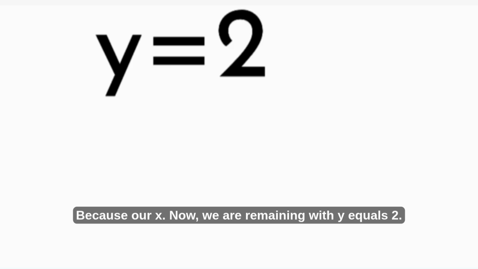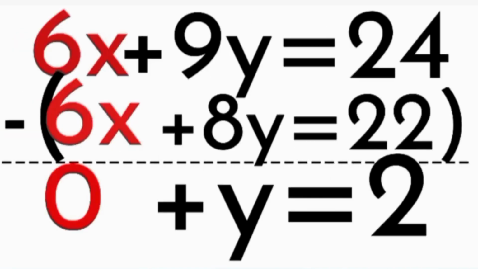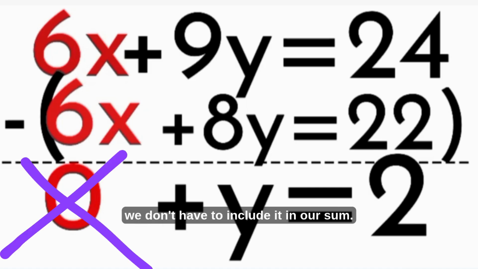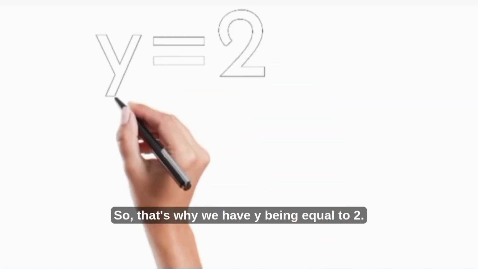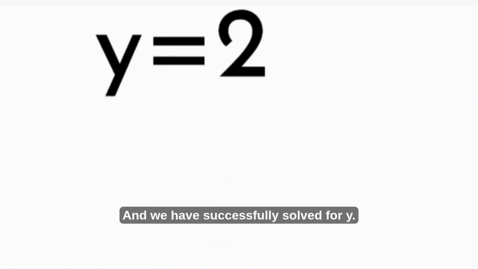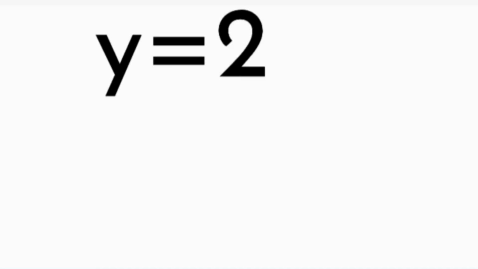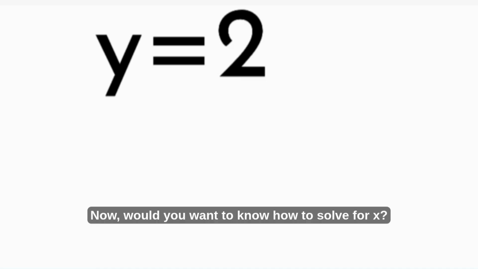Now we are remaining with y equals 2. Let me just show you once more. We have 0 plus y equals 2. So because we have 0, we don't have to include it in our sum. So that's why we have y being equal to 2. And we have successfully solved for y. Now, would you want to know how to solve for x?